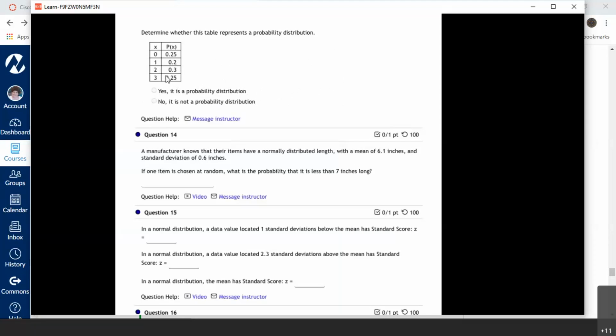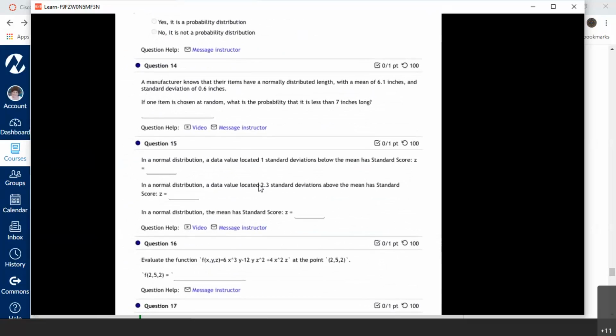This is a probability distribution. All the probabilities are valid probabilities between 0 and 1, and if you add this column up, you'll see it sums to 1. So this one's definitely a yes. All right, the rest here are normal distribution.